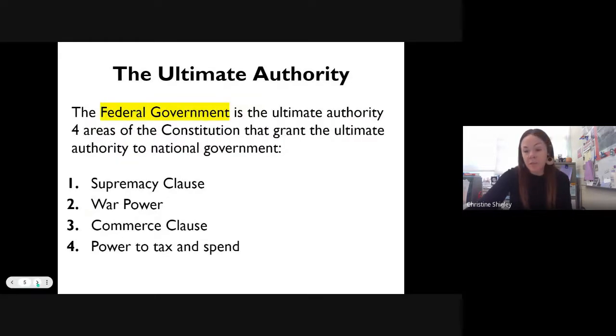As we know, in the U.S., the ultimate authority is the federal government. So yes, there are state powers, and states have authority in some places. However, the federal government is ultimately in charge. There are four areas of the Constitution that state that specifically: the Supremacy Clause, the War Powers (we don't really call it a War Powers Clause, it's just where war power is granted), the Commerce Clause, and the power to tax and spend.